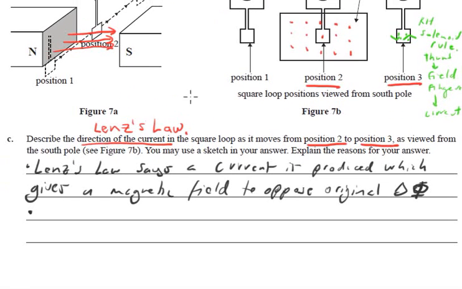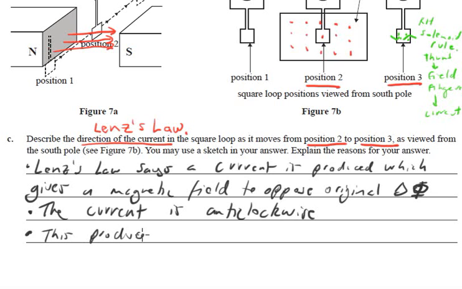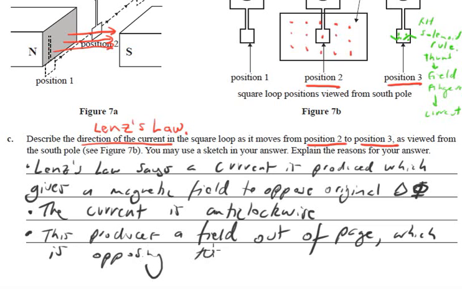Now I just have to write it up to make sure I get the full marks for it. So my second one says, carrying on, Lenz's law says a current is produced which gives a magnetic field. The current is anti-clockwise. And this produces a field out of the page which is opposing the change in flux.